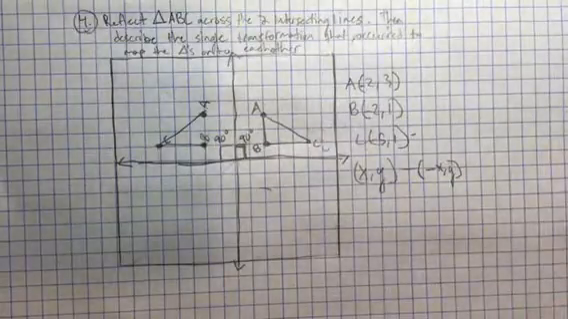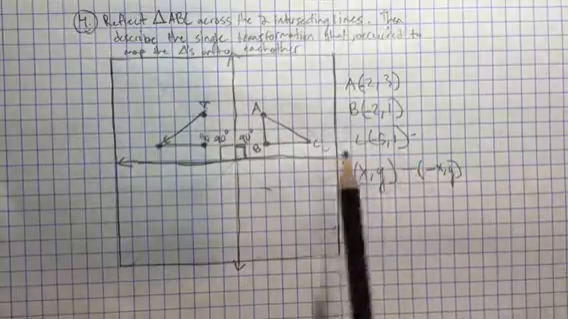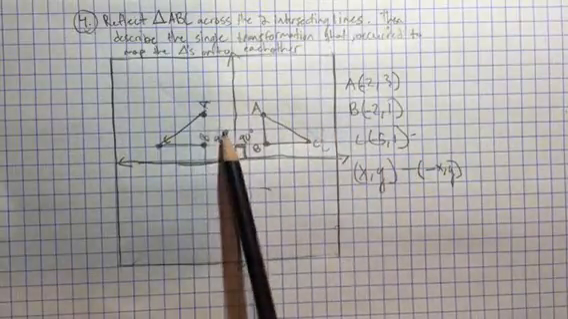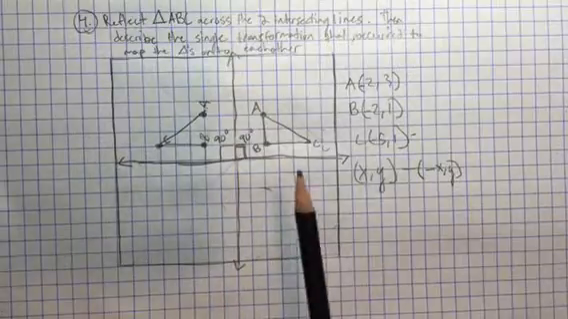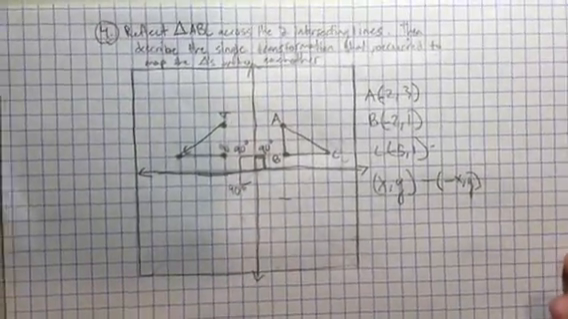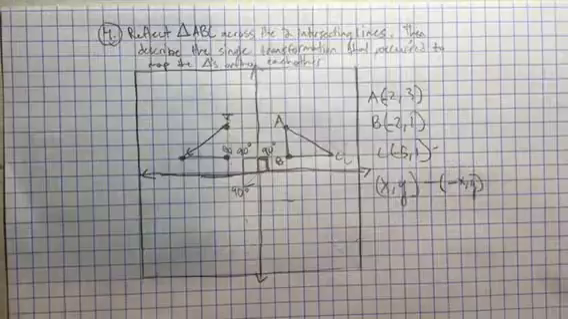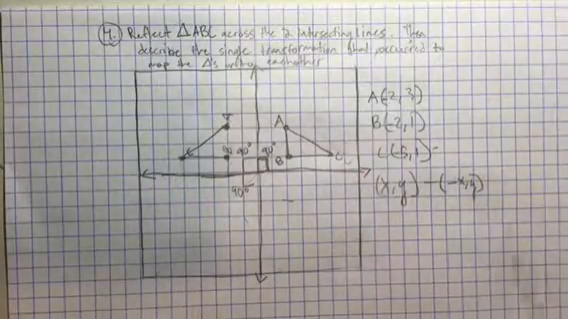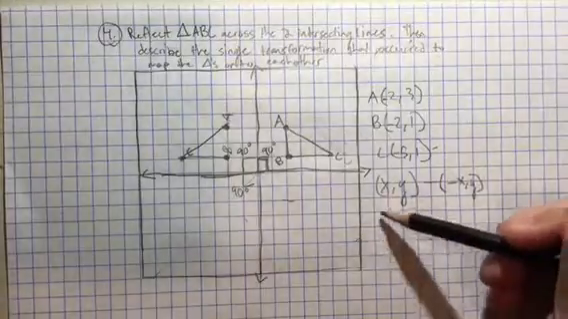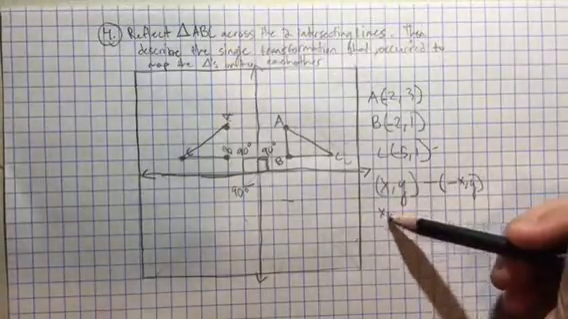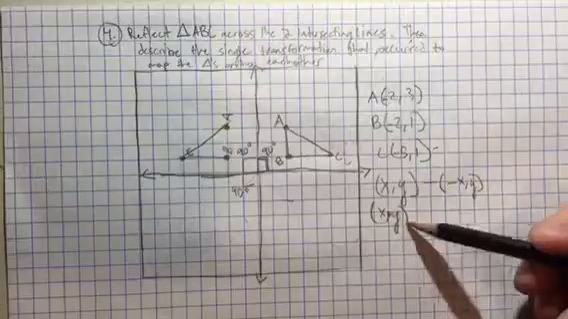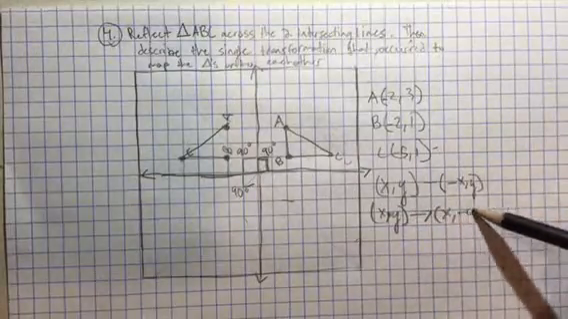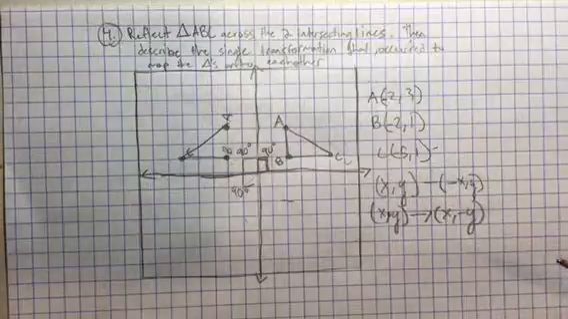Okay, so after we reflect it on one line, we have to reflect it on the other intersecting line. Now what we're doing is that we're reflecting it on the x-axis. And the formula for reflecting on the x-axis is x stays the same, but y turns negative.